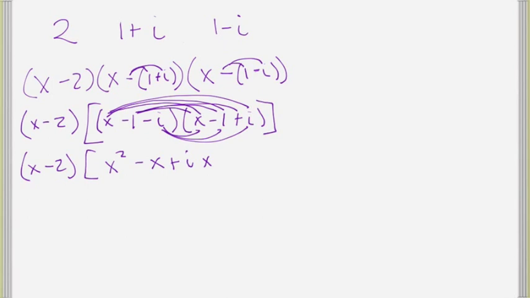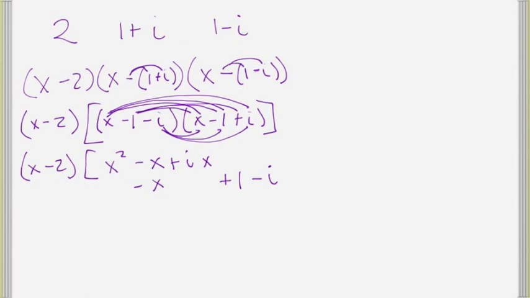Then I'm going to pass out a negative 1. So I'm going to multiply that whole second group by a negative 1. And I get negative x, then negative 1 times negative 1 is plus 1, and then negative 1 times positive i is minus i. I look, if there's something that's like it, I line it up underneath it, and if there's not, then I just write it off to the side.